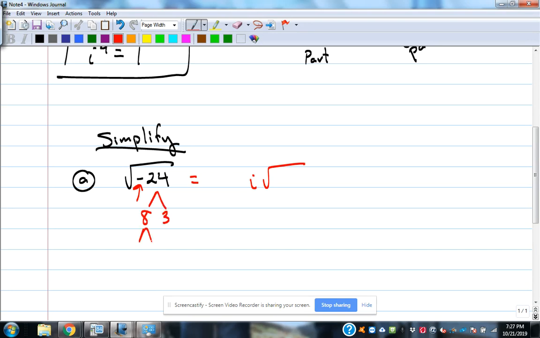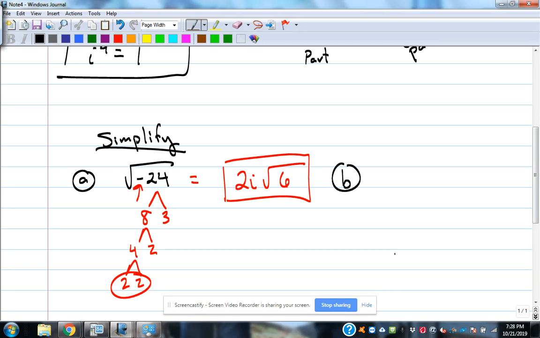24 is 8 times 3, 4 times 2, 2 and 2. There's a pair of 2s. So that's 2 on the outside and a 6 on the inside. The only difference is it has the i out there with it because it was negative. Anytime you have a negative under a square root, you know an i is going to come out automatically. No real calculation involved. It is automatically going to have an i. 3 times that 2. That's where those came from.